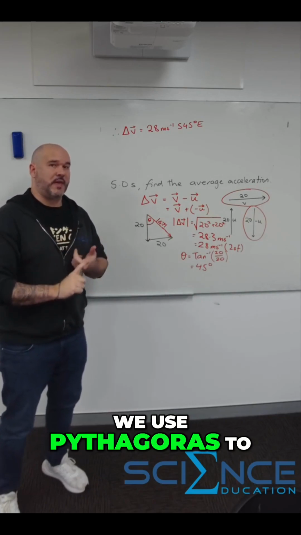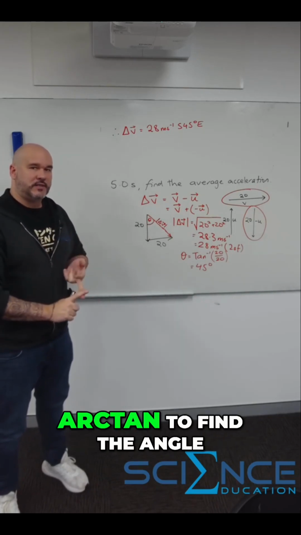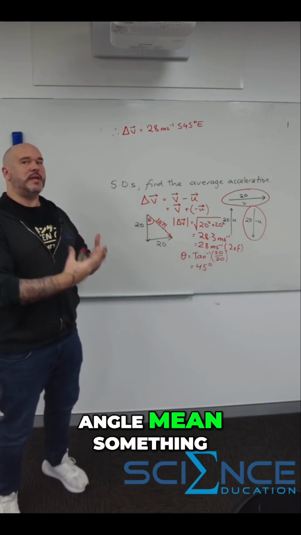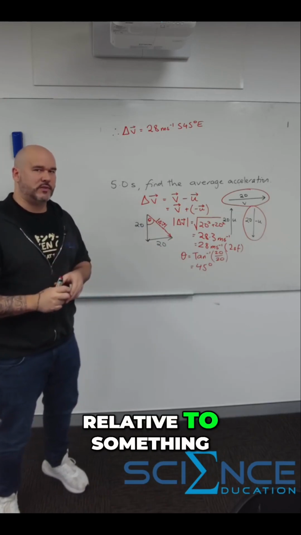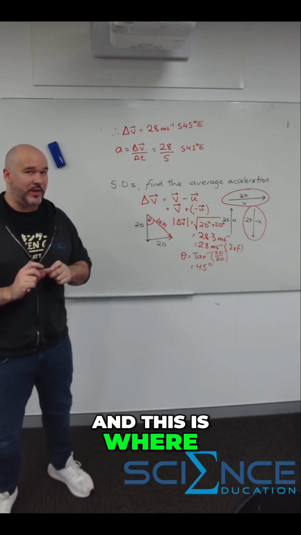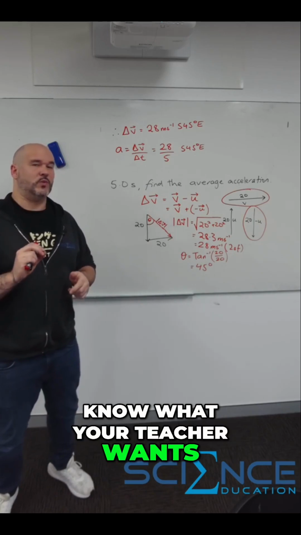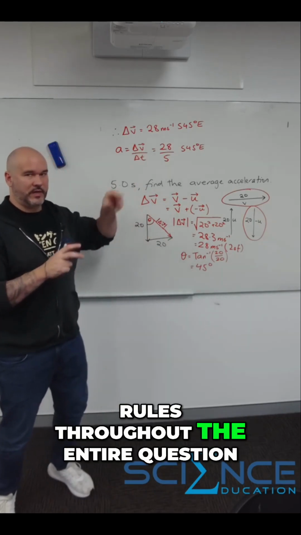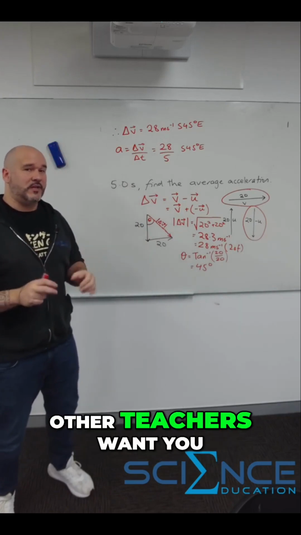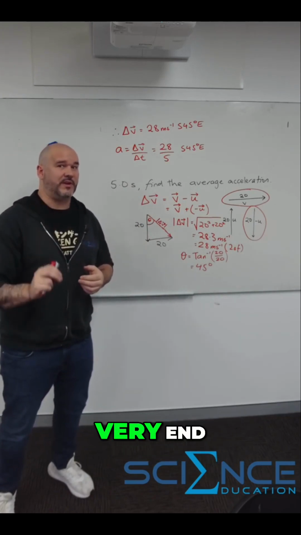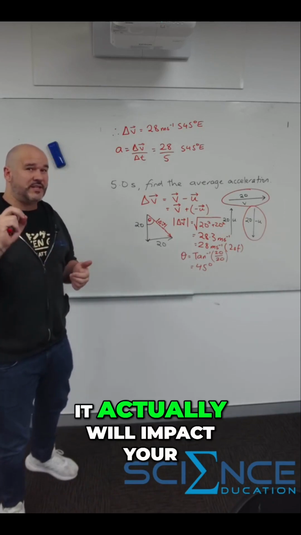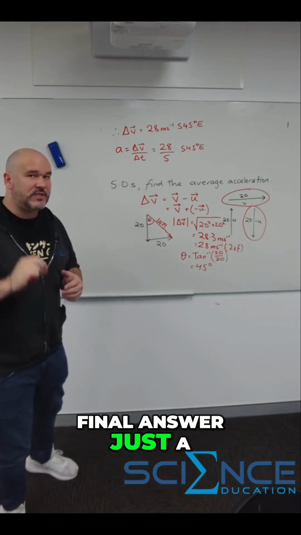So remember, we use Pythagoras to find the magnitude, arctan to find the angle, but then you bring the two things together and you make the angle mean something. It's got to be measured relative to something. And this is where you really need to know what your teacher wants. Some teachers will insist on following sig fig rules throughout the entire question. Other teachers want you to round at the very end. So ask your teacher, what do they want? Because in this question, it actually will impact your final answer just a little bit.